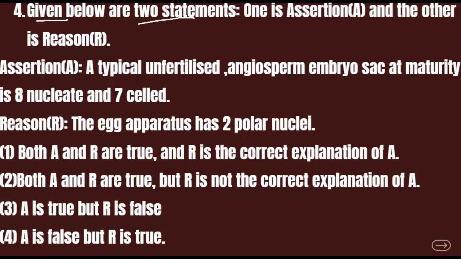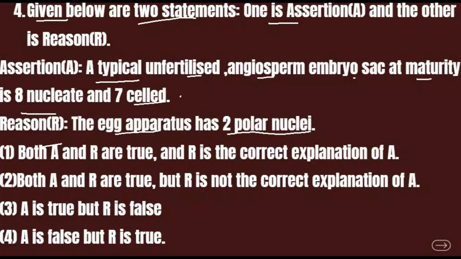Question number 4. Given below are two statements. One is assertion and the other is reason. Assertion says a typical unfertilized angiosperm embryo sac at maturity is 8 nucleate and 7 celled. Reason, the egg apparatus has 2 polar nuclei.